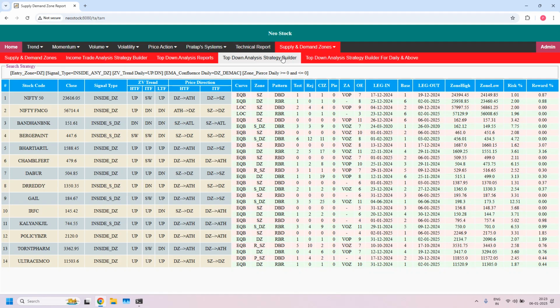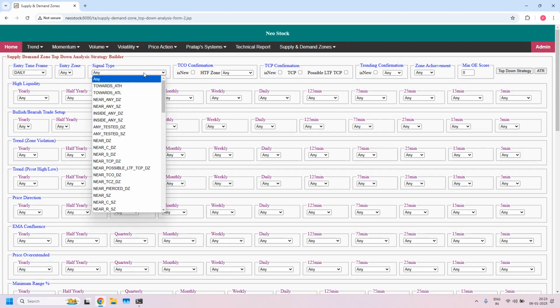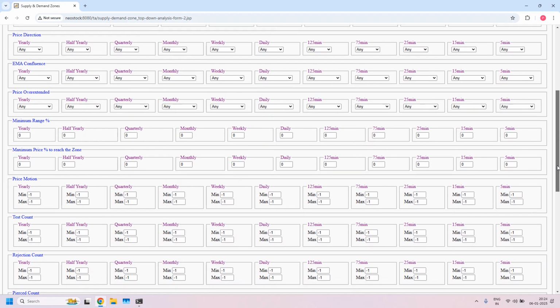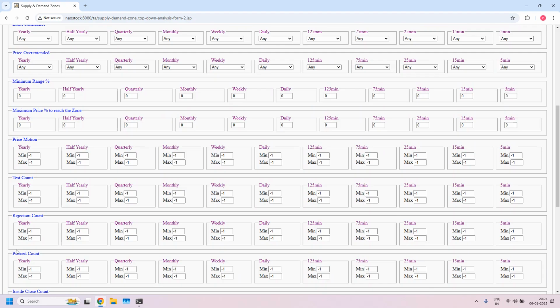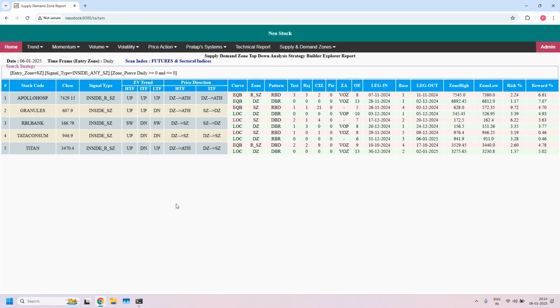Daily time frame. Price closed inside the daily supply zone, and these daily supply zones should not be pierced. So in the pierced count, at daily time frame, minimum value 0, maximum value 0. Let's filter. We got 5 stocks. Currently price closed in this.